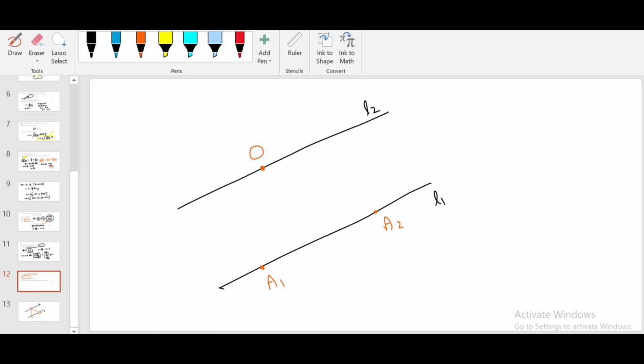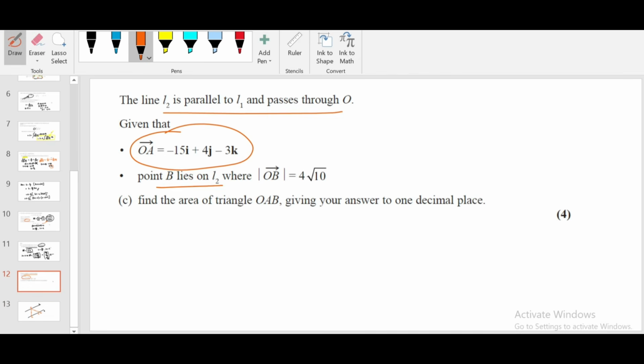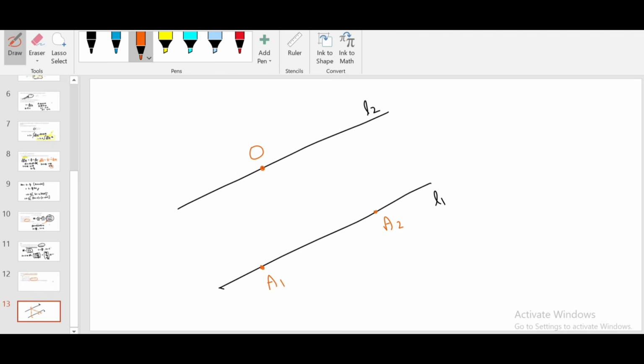Now there is another point B that lies on L2. With this OB, the length is given. So the B can be here or here. We don't know where the B is. It doesn't matter. To find the area of the triangle, what are we gonna do? Let's assume B is here. We need to find the area of OAB.